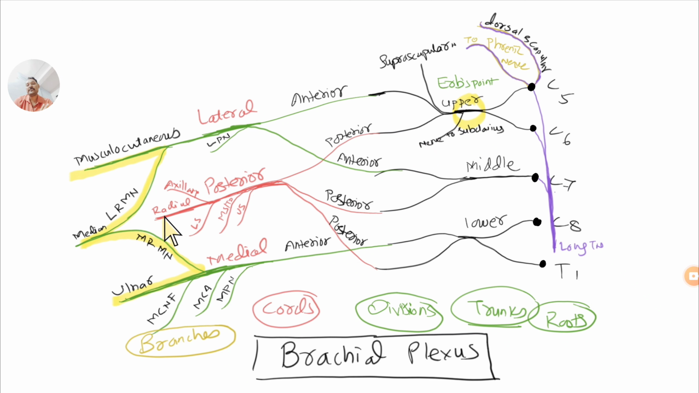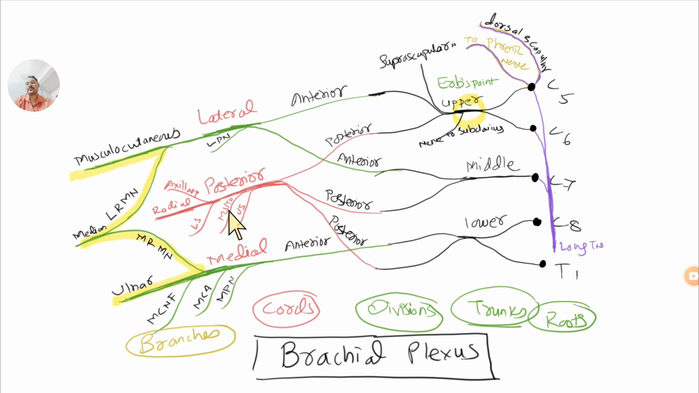Radial will have everything, C5 to T1. Axillary will have C5, C6. Lower subscapular, again, it will have the middle values, C6, C7. Even though it may have T1, it will not have, but C6, C7. Because remember C8, T1, they are basically meant for the medial portion of your upper limb, so they won't go there. Upper subscapular will have C5, C6 or C6, C7. All these will have the same.